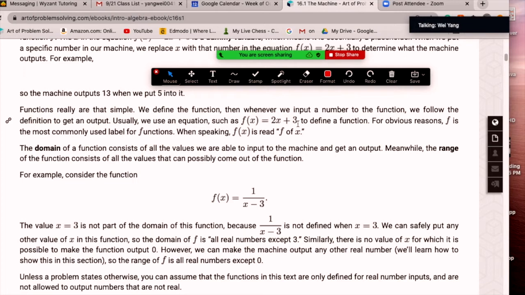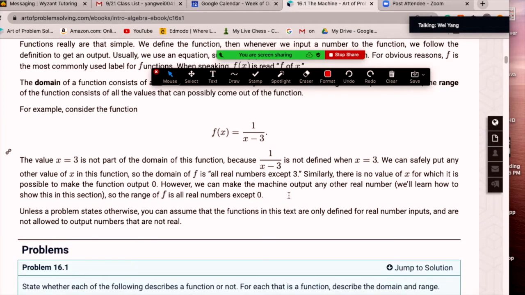The output, y, is called the range. All of the values for y we call the range. The range for this function is all real numbers. Okay. Now let's check this one.